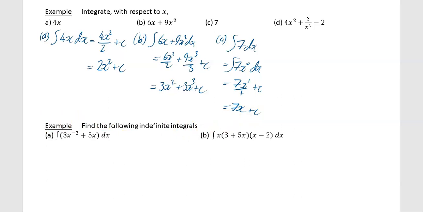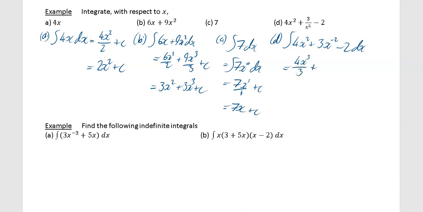And our last one for this example, part D, the first thing we've got to do is to rewrite this thing in index form. So it's not in index form. So I'm going to say that is 3 times x to the minus 2 minus 2 dx, and then we can go on and integrate this. So your same rules apply. Raise the power by 1, it becomes 4x cubed over 3.